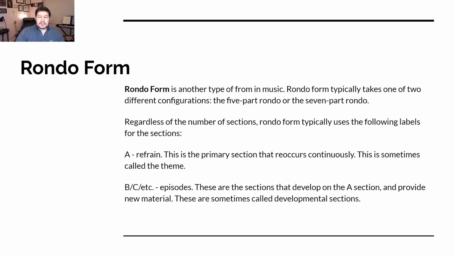The B, C, and other episodes that we have in here, the different letters that we use, are called, like I said, episodes. And the sections that are going to develop the A section and provide new material are those episodes. Sometimes they can be called developmental sections. We can use those terms interchangeably: theme for sections, for episodes. But we might as well learn the right way to do this stuff too. So we'll call A the refrain, and B and C and any of the other letter labels the episodes. Okay?